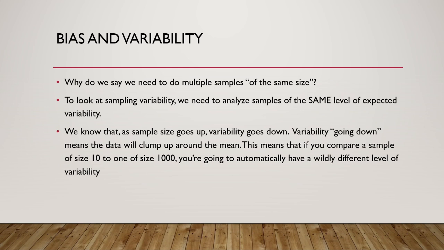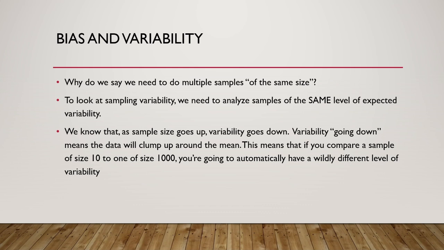So next we talk about bias and variability. So I mentioned a couple of times we need to do multiple samples of the same size. Why do we need to do that? So sampling variability, we need to look at the same size because as sample size goes up, variability goes down. So it's kind of like looking at apples and oranges. If you take a sample of 50 and a sample of 1,000, the sample of 1,000 is always going to be less varied than the sample of 50. So it's not really comparing correct things.